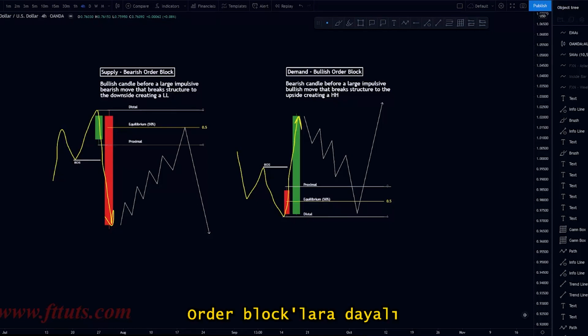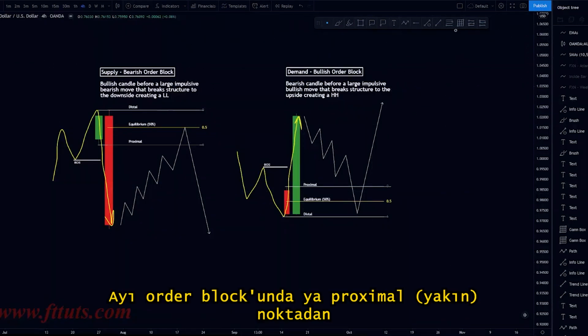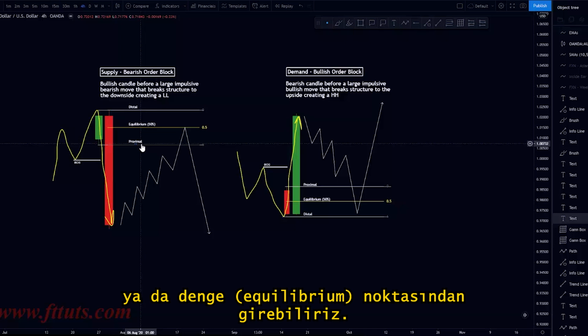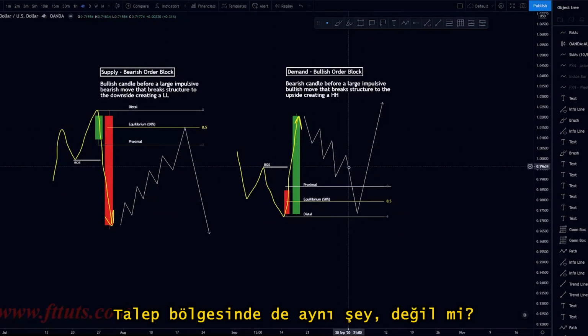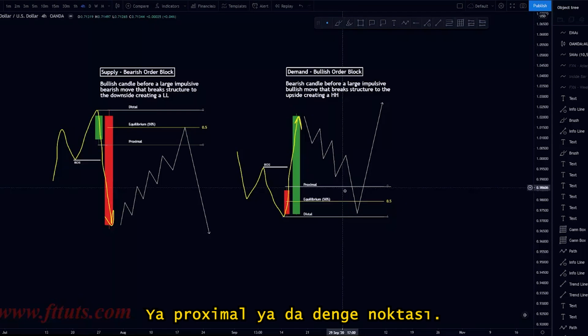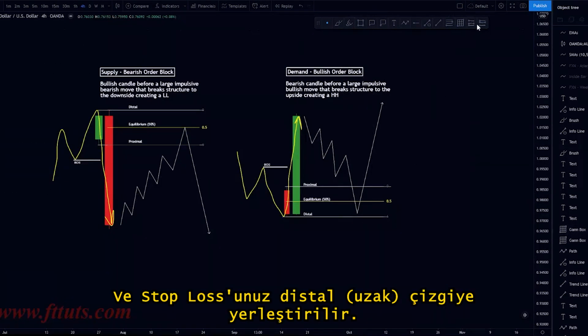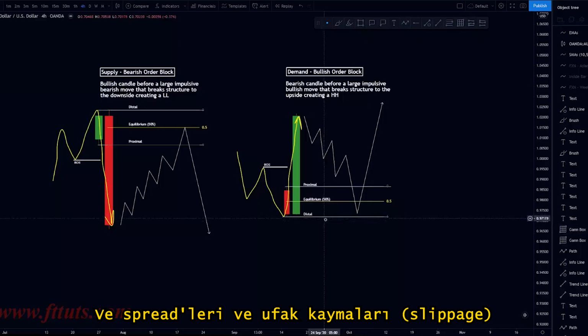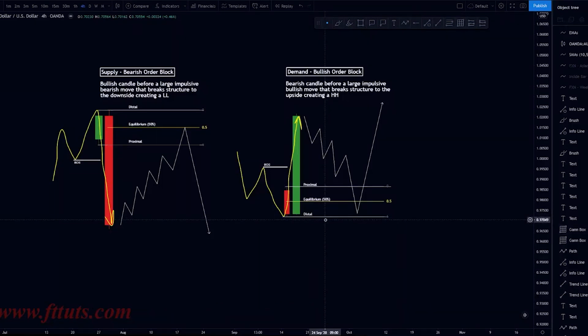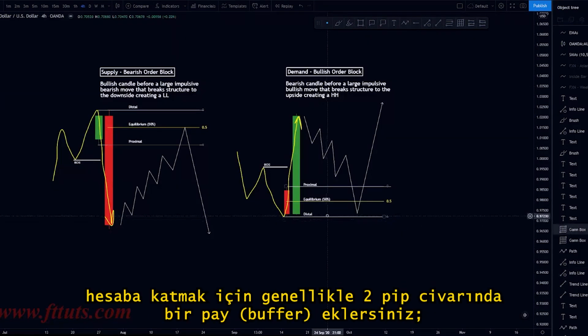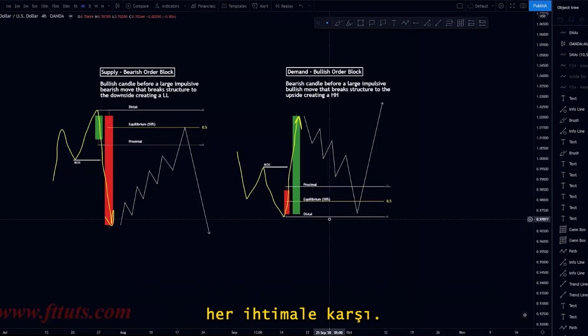There are 2 entry options based on the order blocks. We can either enter on the bearish order block at the proximal point or the equilibrium point. Same thing with the demand zone, right? Either the proximal or the equilibrium point, and your stop loss will be placed at the distal line, and you would add a buffer of about 1 or 2 pips. I usually do 2 pips to factor in spreads and a little slippage just in case.